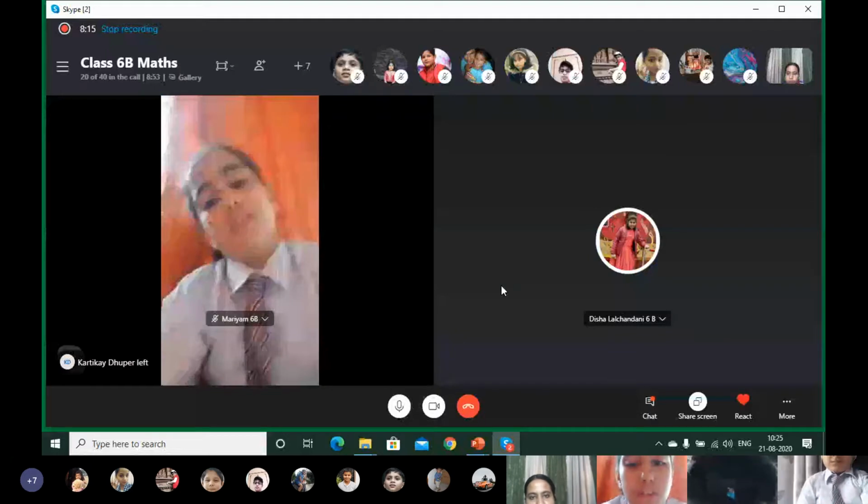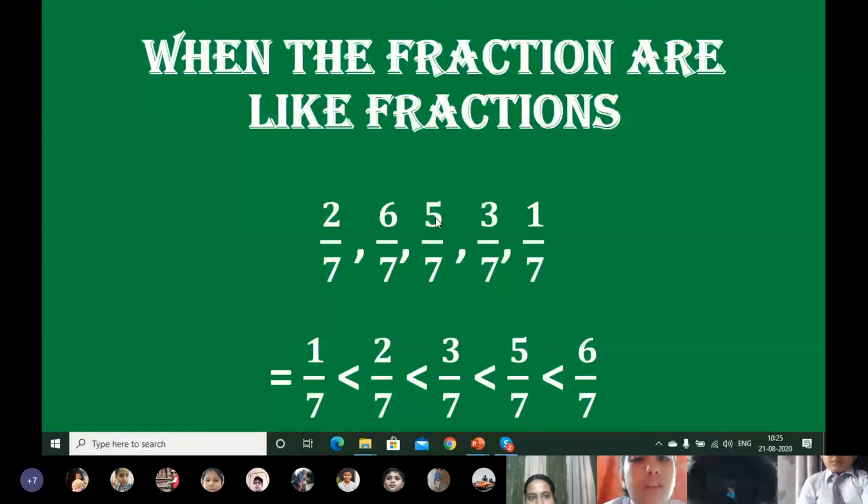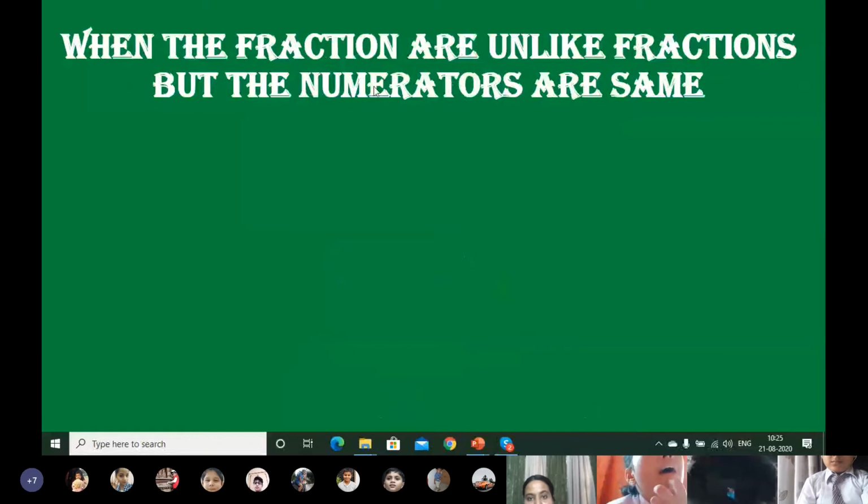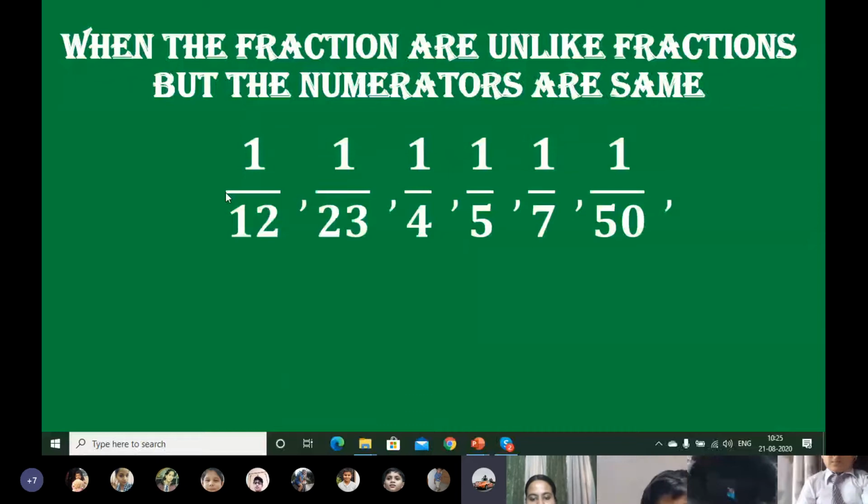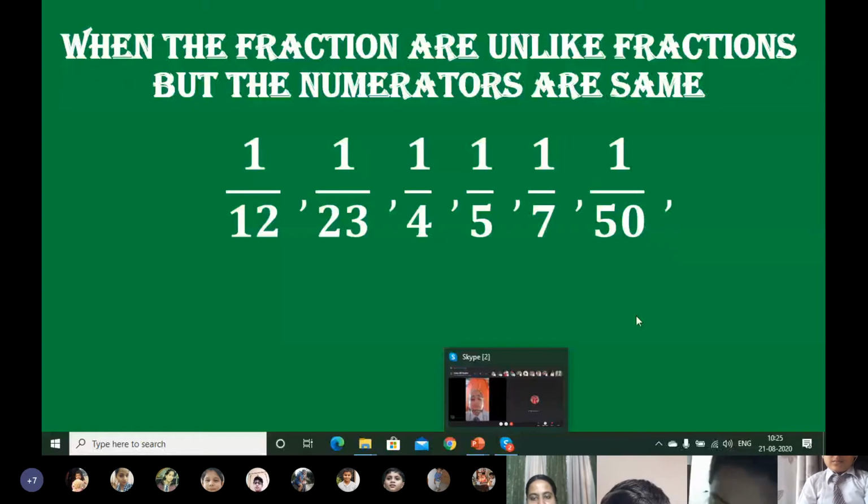Next condition says, when the fractions are unlike fractions, but the numerators are same. See, the fractions are unlike, but the numerators are same. Let's take an example. Here you can see that the numerators are same, but the denominators are different. So they all are unlike fractions.